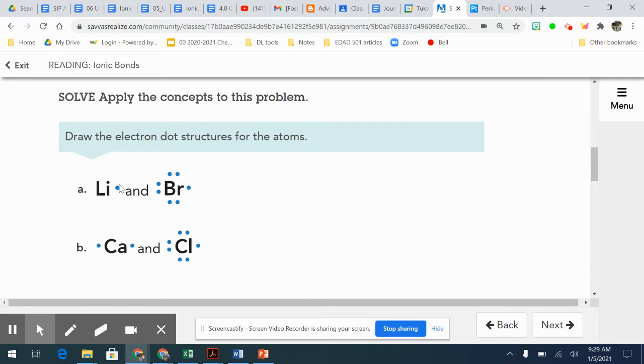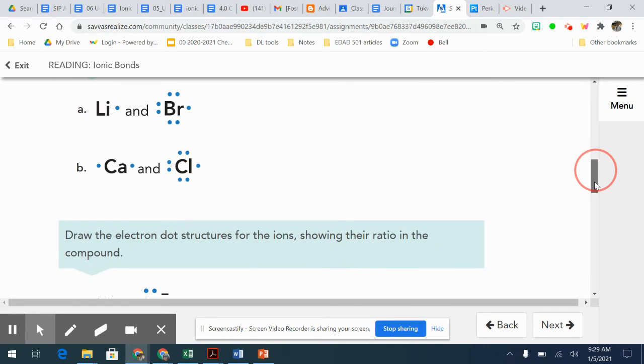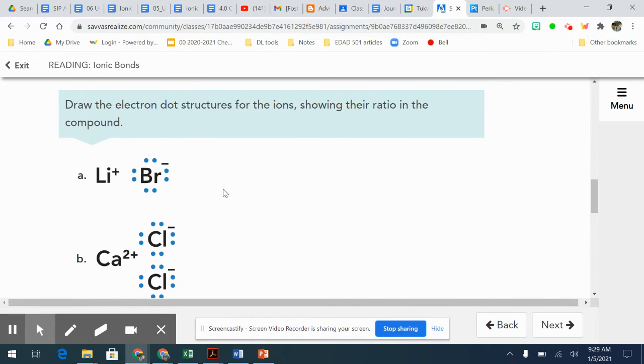So lithium, we know, has one valence electron because it's in group 1. So we're going to predict it's going to lose that electron and become 1+ charge. Bromine is going to gain an electron. So it's going to gain this electron. It's going to steal it from lithium, and it's going to become 1- charge. Sure enough, here they showed it happening, right? So now we have Li plus and Br minus.